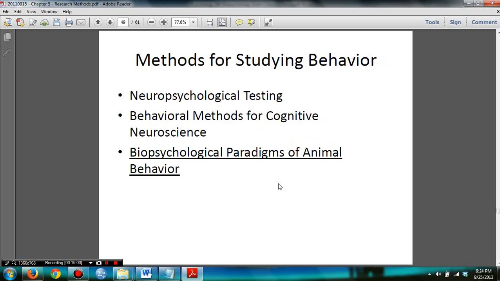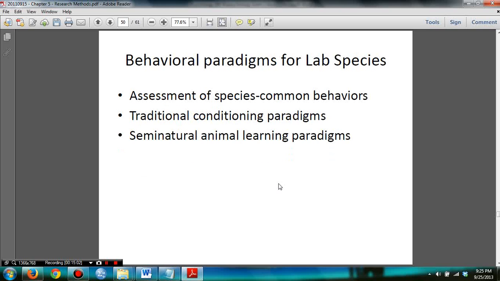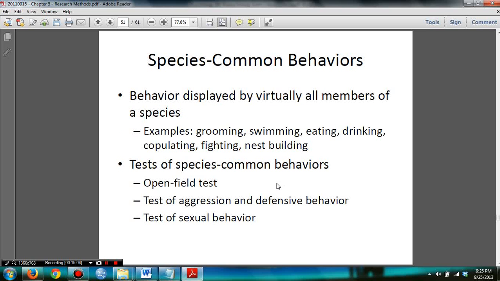And now we're moving into behavioral paradigms for lab species. So the first thing we're talking about is species common behaviors. So basically, what we know about is behavior displayed by virtually all members of the species. And you see them grooming, swimming, eating, drinking, all that stuff. And then there are three ways to test common behaviors. One is open field test. Two is test for aggression, defensive behavior, and test for sexual behavior.